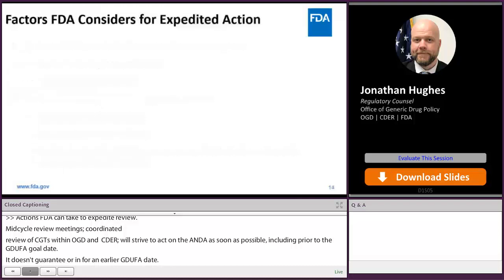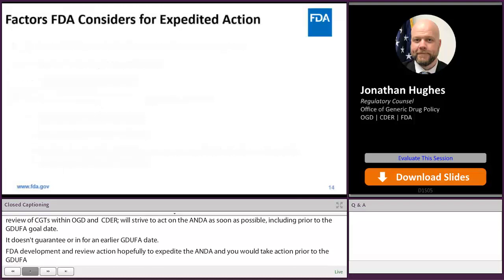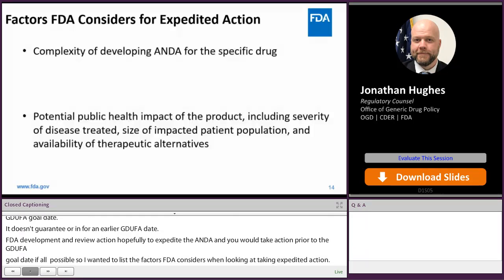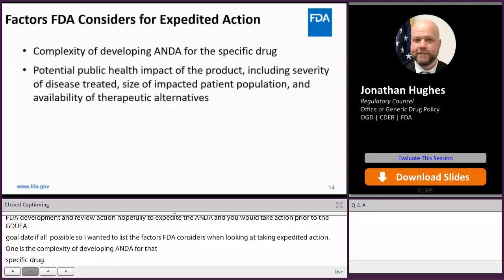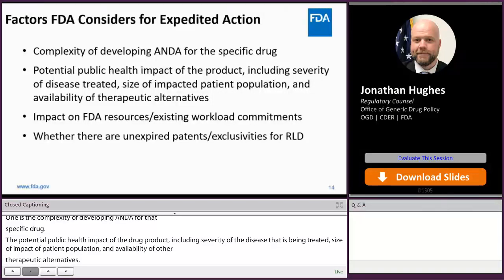So we wanted to list the factors that FDA considers when we're looking at taking expedited action. One is the complexity of developing the ANDA for that specific drug, the potential public health impact of the drug product, including the severity of the disease that's being treated, size of impacted patient population, and availability of other therapeutic alternatives. And of course, the impact on FDA resources and existing workload commitments, and whether there are any unexpired patents or exclusivities for the reference listed drug.